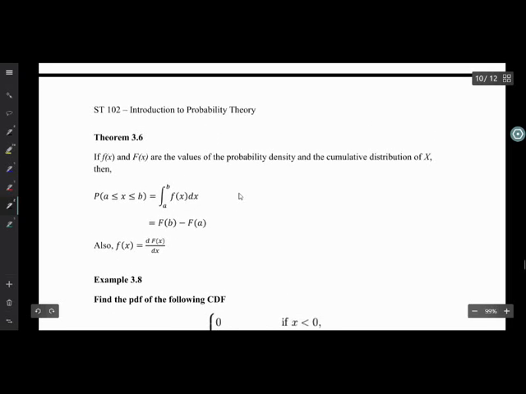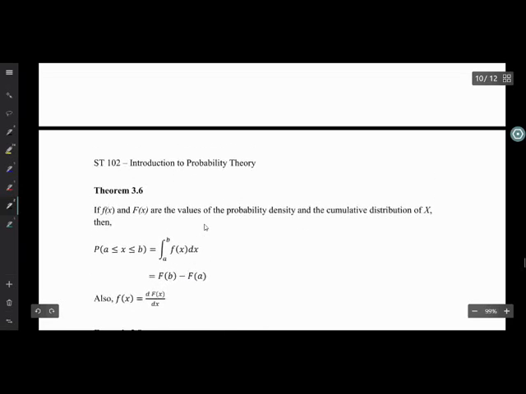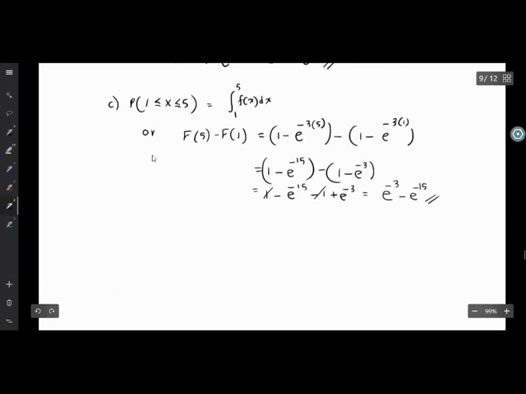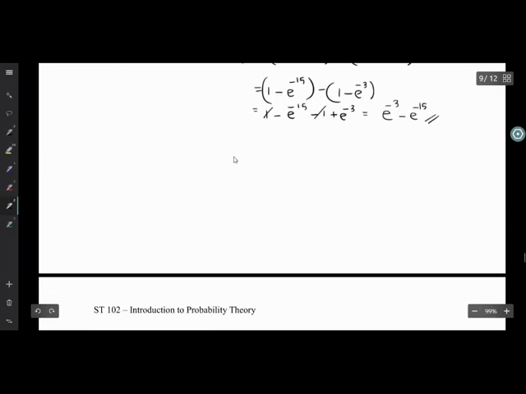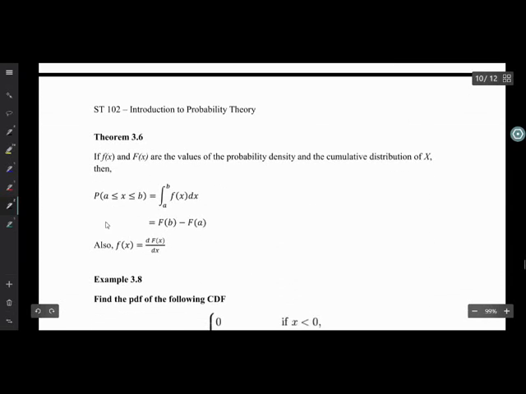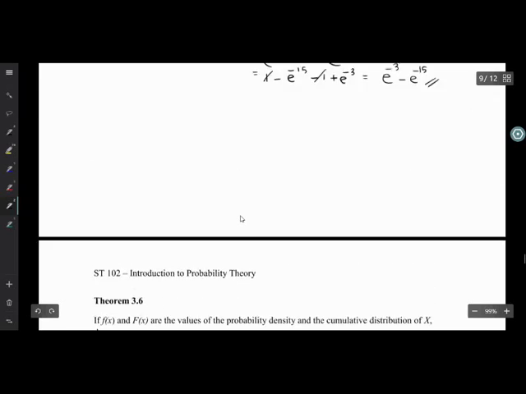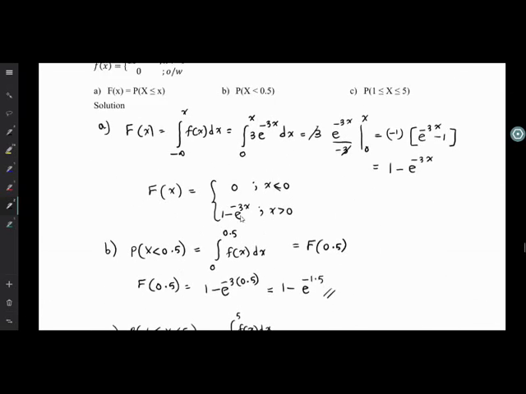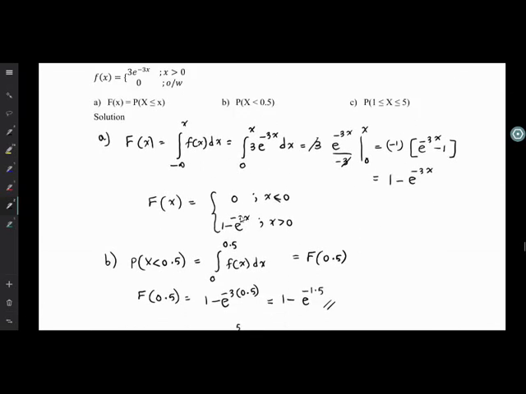Here's the next theorem, 3.6. If small f(x) and capital F(x) are the values of the PDF and the CDF, respectively, and you want to find the probability of X from a to b, you can do that with capital F(b) minus capital F(a). So this is what we did in part C, right? Our a is 1 and b is 5. So we have already used this theorem in answering example 3.7 part C.